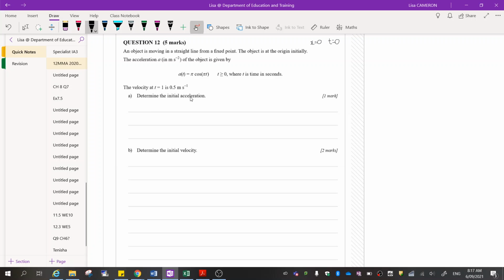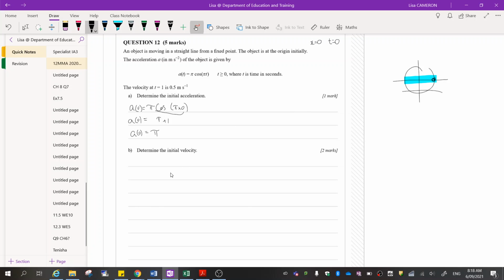So we're going to determine the initial acceleration. To do that, all I'm going to do is substitute t as 0, which will give me pi times cos of pi times 0. Now, if I draw my little unit circle over here to the side, cos 0, remember cos is your x values. So at 0, we're looking at this number line. That's -1, that's 0, that's 1. So that's how I know that this here is going to be 1. So when t is 0, the acceleration is equal to pi.